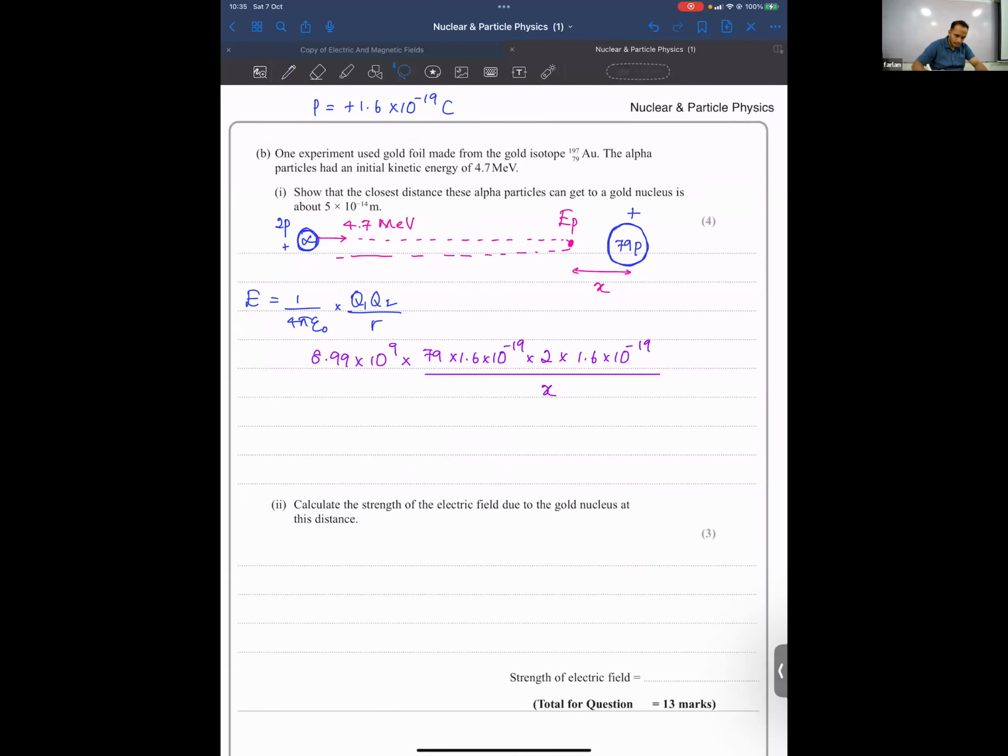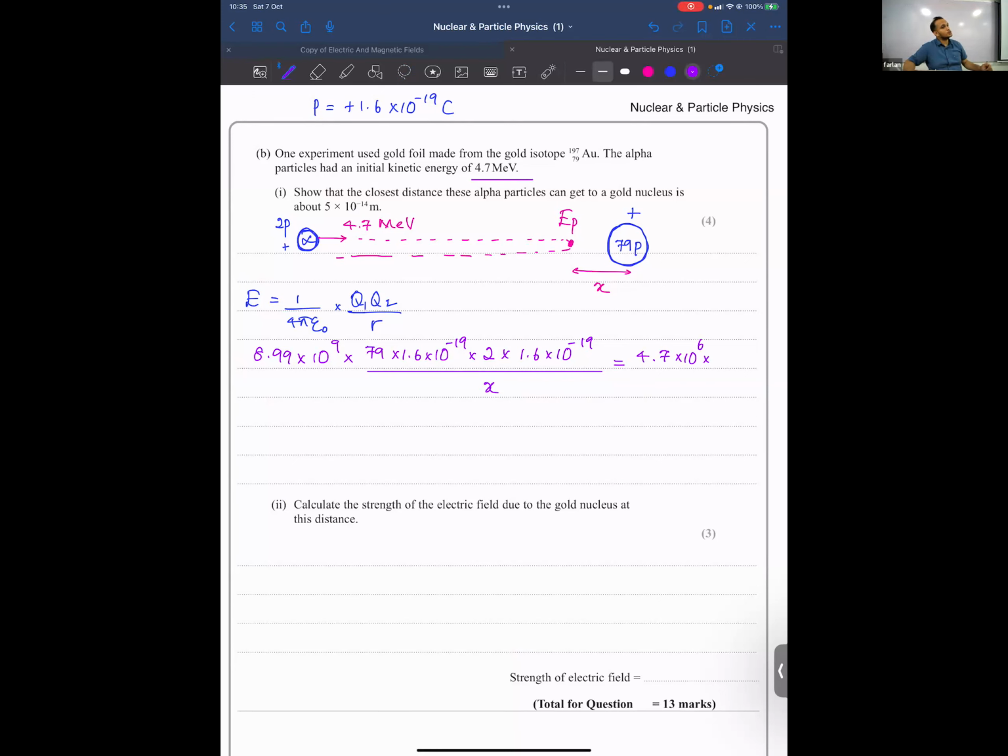So this is going to be the electric potential energy that will be equal to 4.7 mega electron volts. 4.7 mega electron volts means 4.7 into 10 to the power 6 electron volts. Correct? How do you convert electron volts to joules? Multiply by the charge of an electron, which is 1.6 into 10 to the power minus 19. Solve this equation and find the X. That will be the answer.